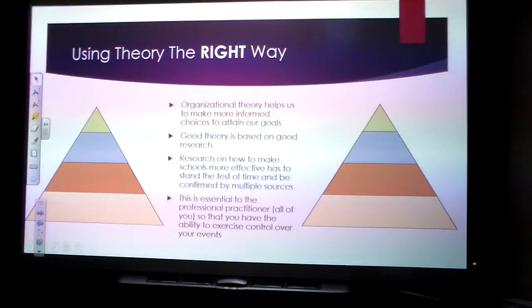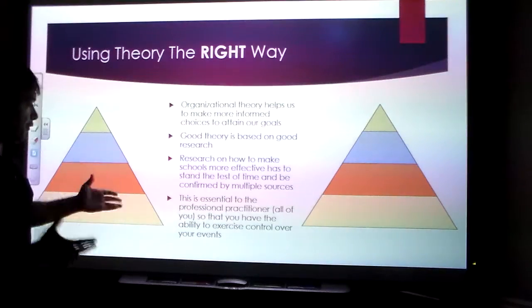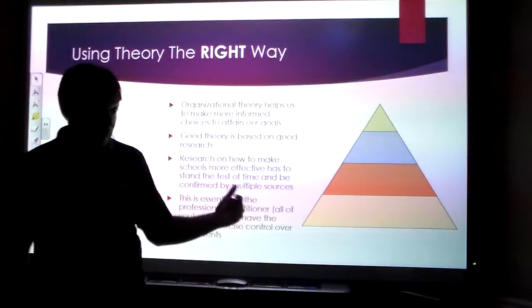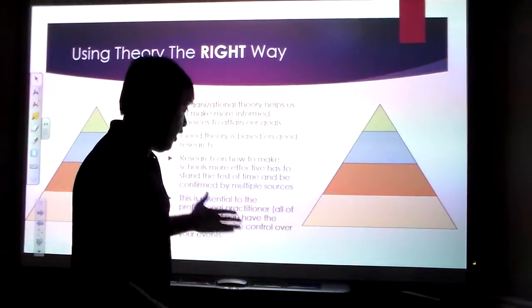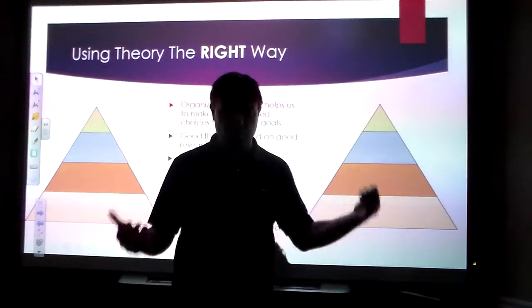So, using theory the right way. Organizational theory should help us make more informed choices. Good theory is based on good research. Research on how to make schools more effective has to be stuff that's been around for a while, come from multiple sources, and be for professional practitioners, which all of us are. One of the good things about us is that I'm a professional practitioner. I came from a professional practitioner background. I have taught in schools. I have been an administrator in schools.